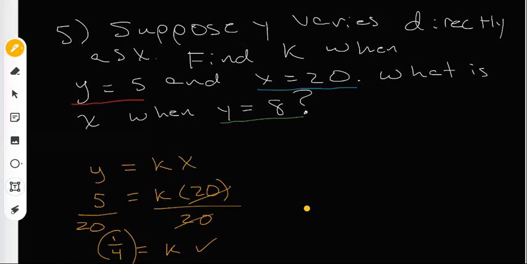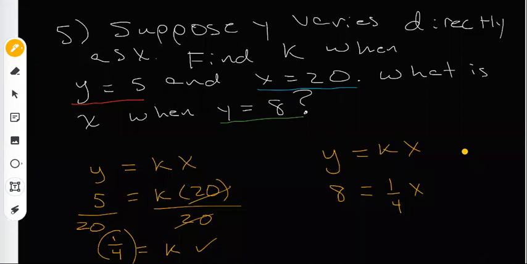And then they ask us, what is x when y equals 8? Well, going back to that direct variation, we're still going to have y equals kx. We're still going to have direct variation. That hasn't changed, so the formula isn't going to change either. But we have new information now. We know that y is 8. We also know what k is, right? We know that k is 1/4. That's going to help us. But we still don't know what x is.